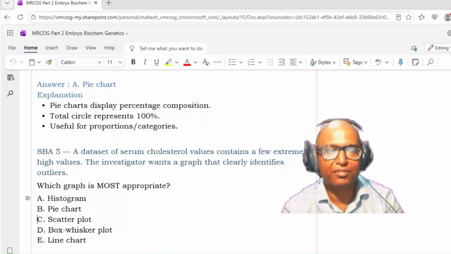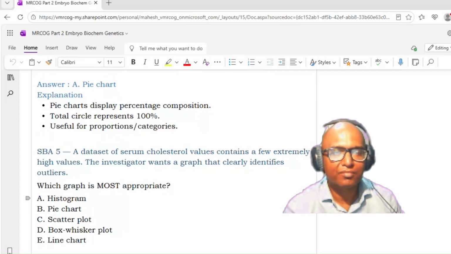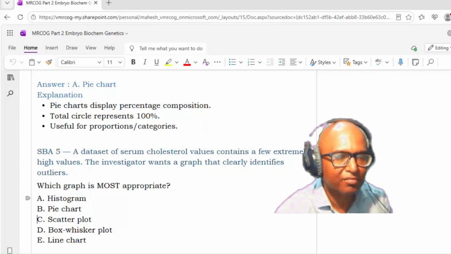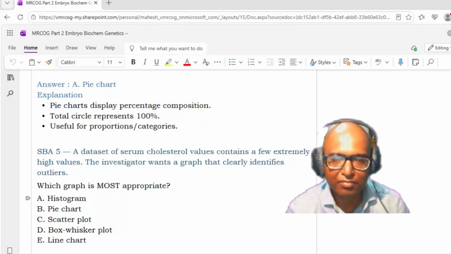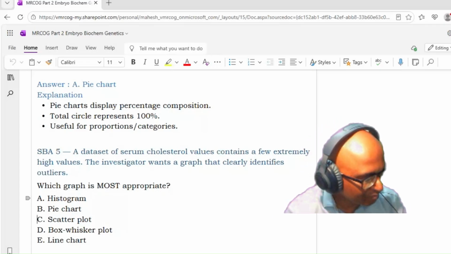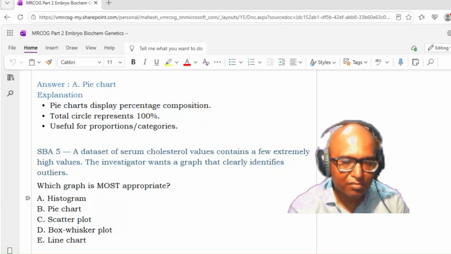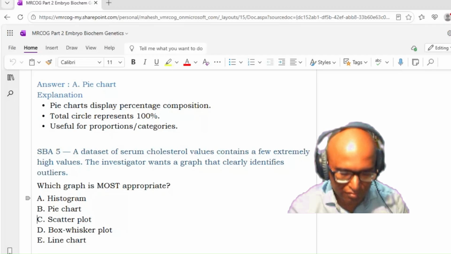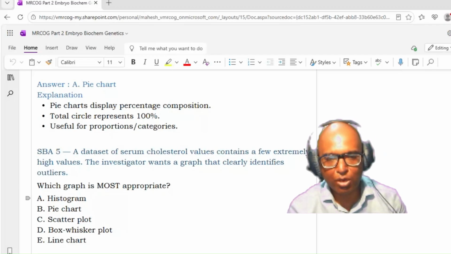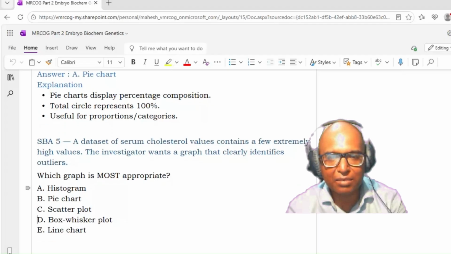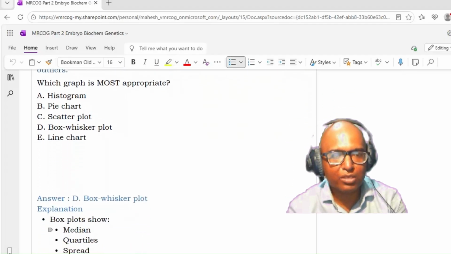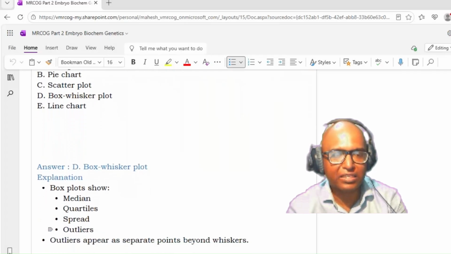Next. Question number 5. A data set of serum cholesterol values contains a few extremely high values. The investigator wants a graph that clearly identifies the outlier. Which graph is the most appropriate? A. Histogram, B. Pie chart, C. Scatter plot, D. Box-Whisker plot, and E. Line chart. So answer is D, Box-Whisker plot, because that will tell us about the outliers. Box plots show the median, quartile, spread, and outliers. Outliers appear as separate points beyond the whiskers.